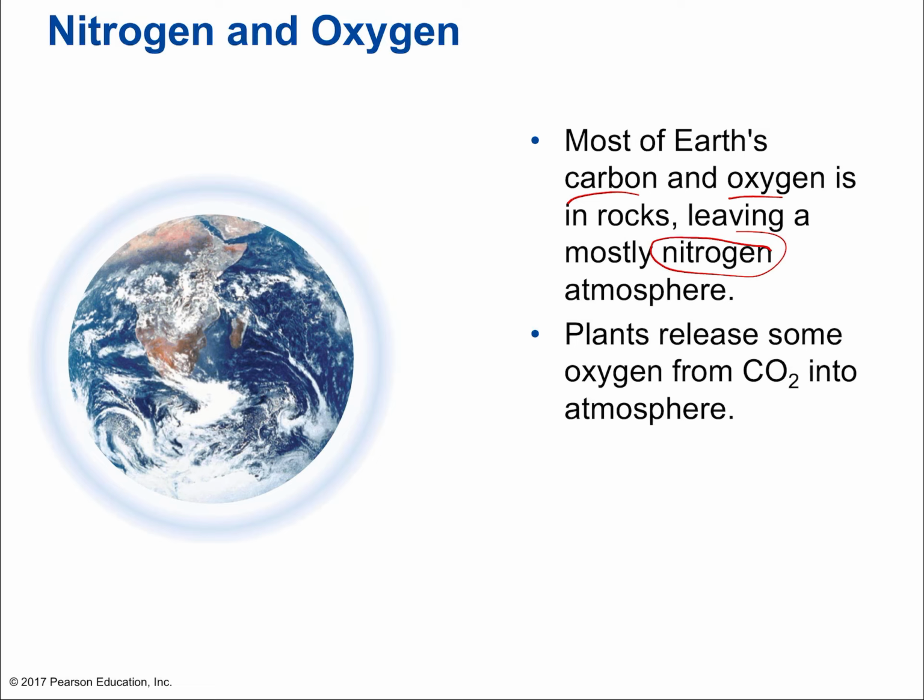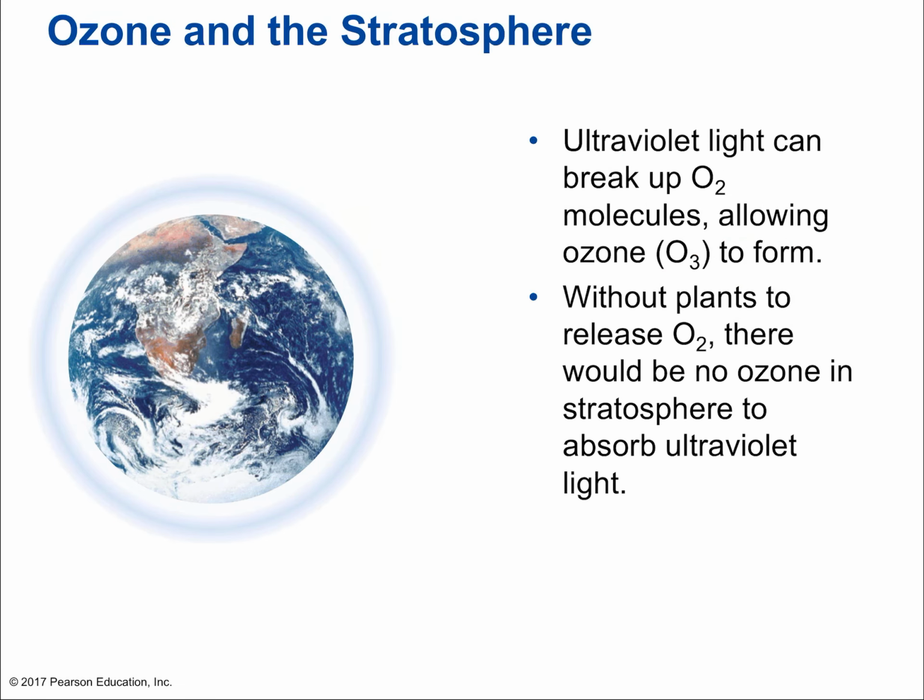Plants release some oxygen from CO2 into the atmosphere. So it's not that we have no oxygen. We do have oxygen, but the atmosphere is mostly nitrogen. Furthermore, the ultraviolet light can break up diatomic oxygen, O2 molecules, allowing ozone to be formed. Without plants to release O2, there would be no ozone in the stratosphere to absorb ultraviolet light.